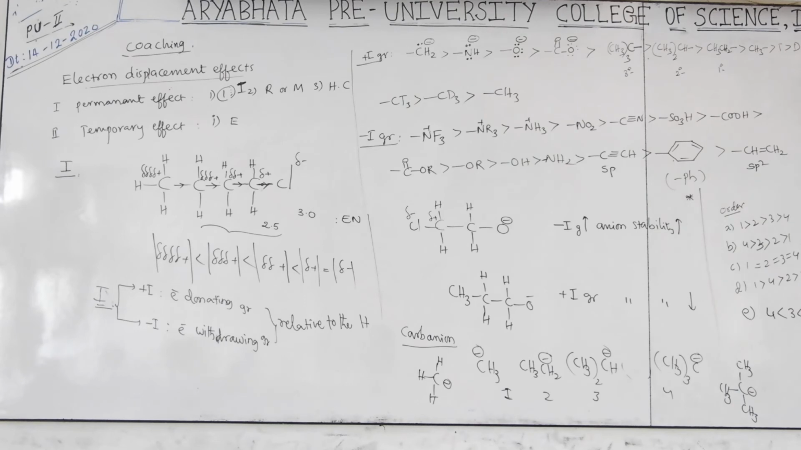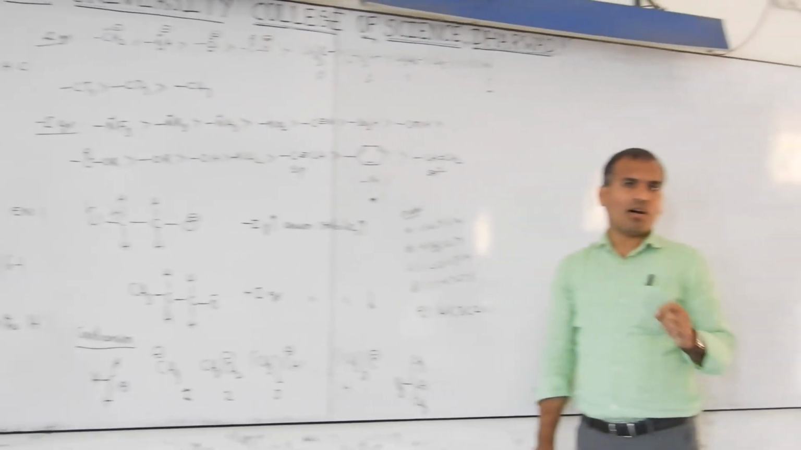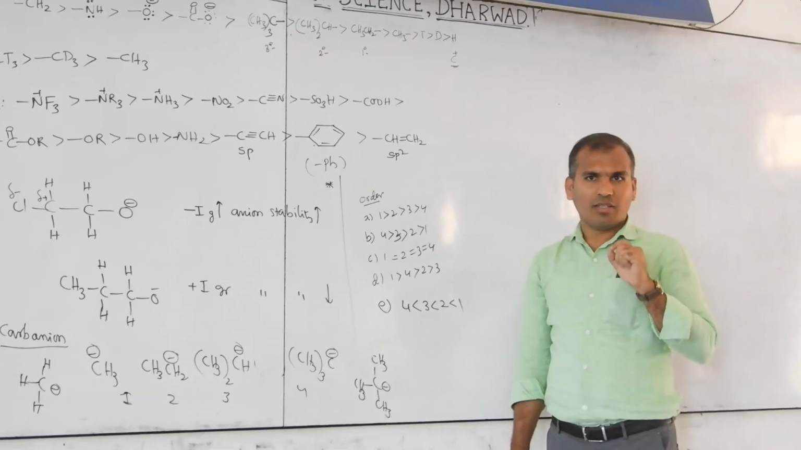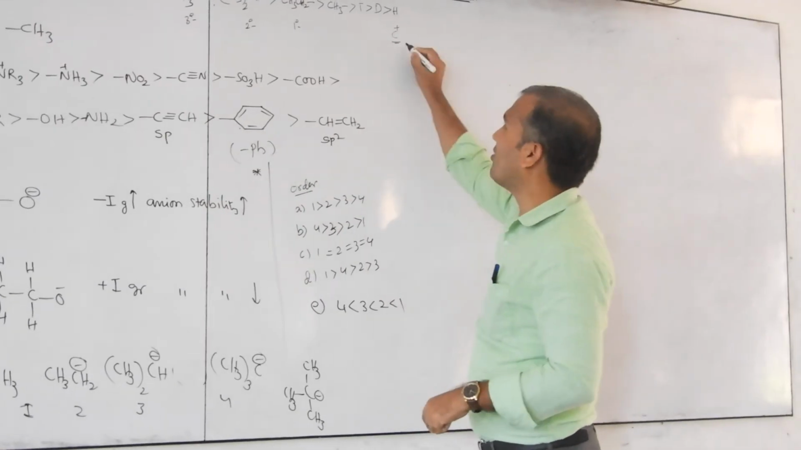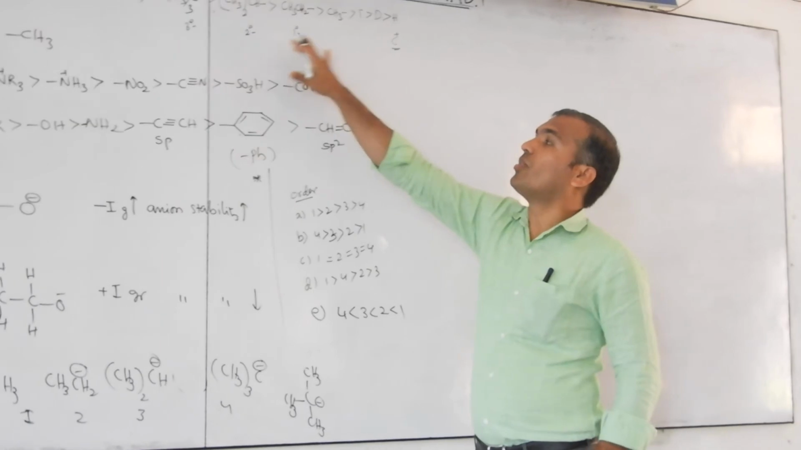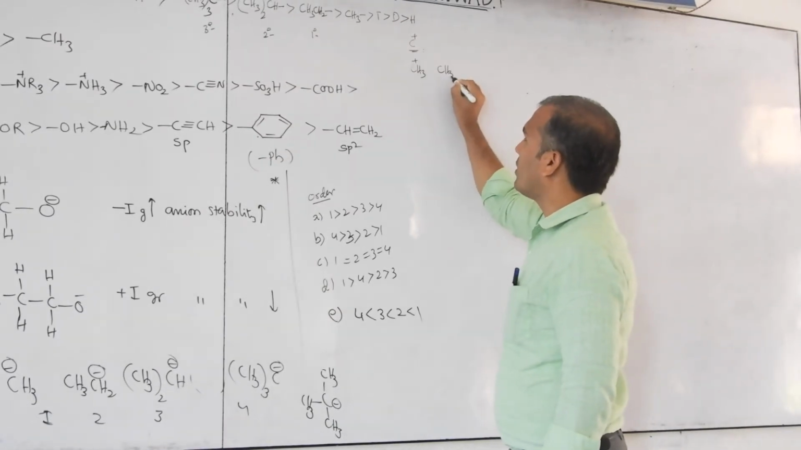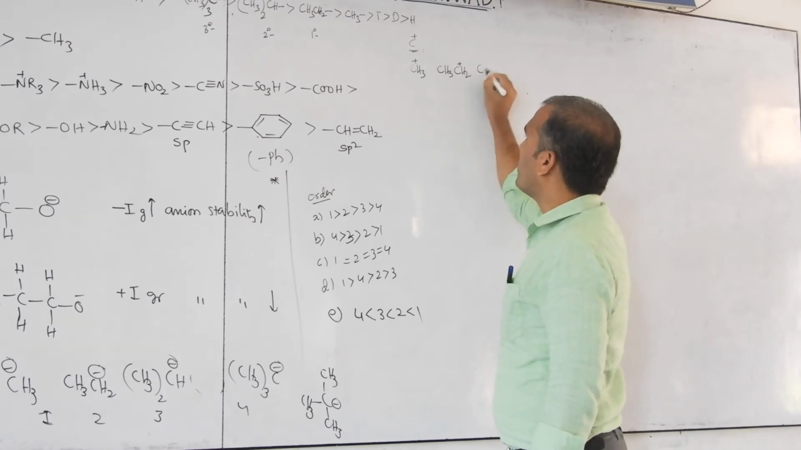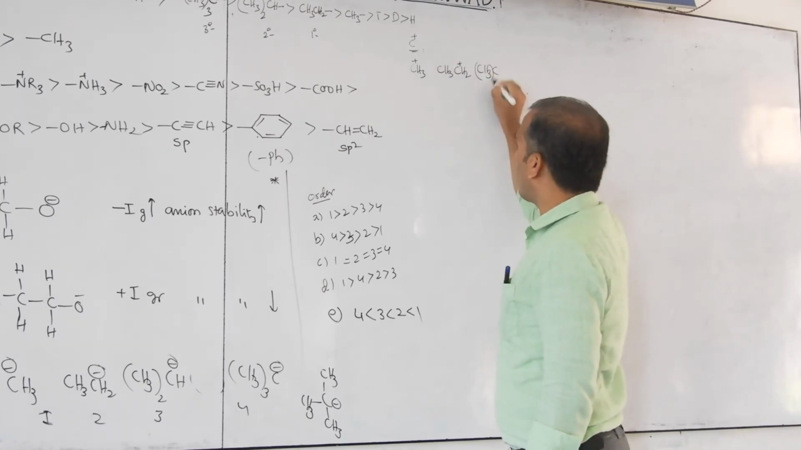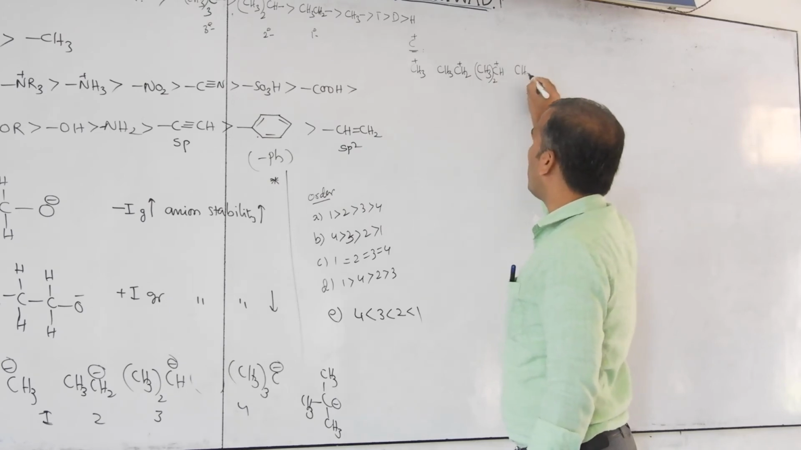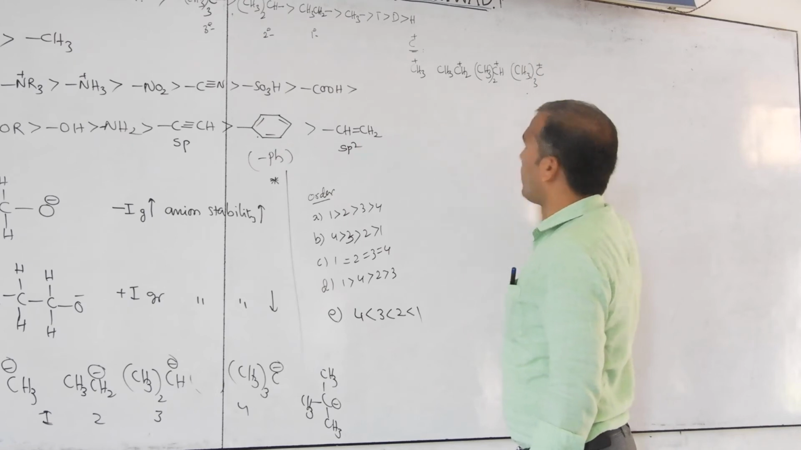Positive charge. Now I am taking this one. On carbon, which charge is there? Positive. This is called which one? Carbocation, or carbonium ion, or carbenium ion. Remember this. Practice, then only you will remember; otherwise it's difficult. Now I am testing 1, 2, 3, 4. This is CH3+, CH3CH2+, CH3 twice CH+, CH3 thrice C+.